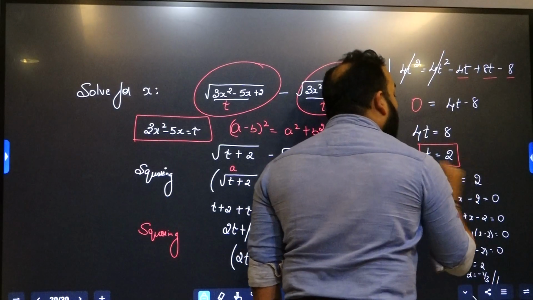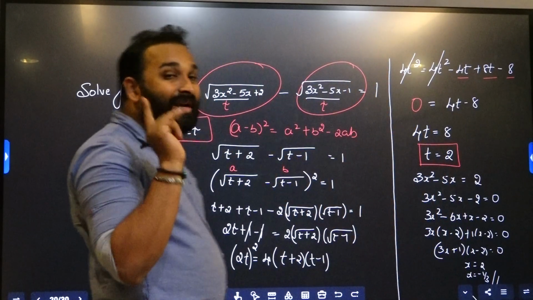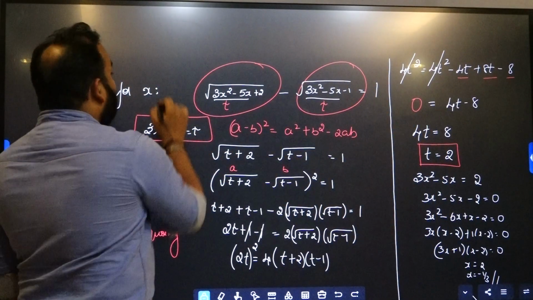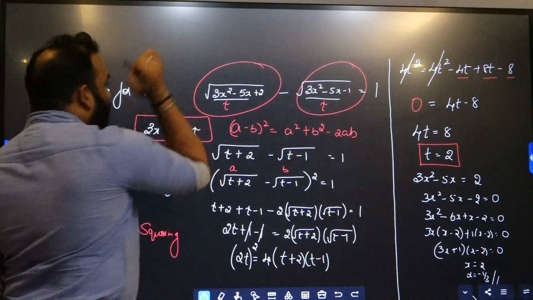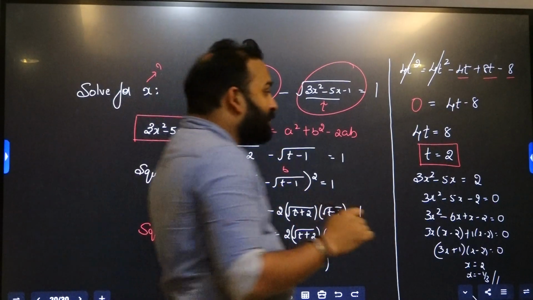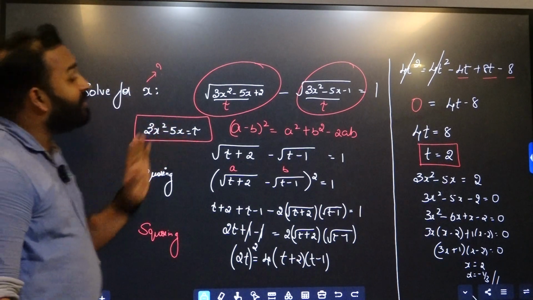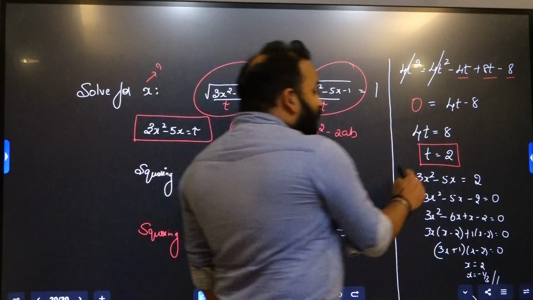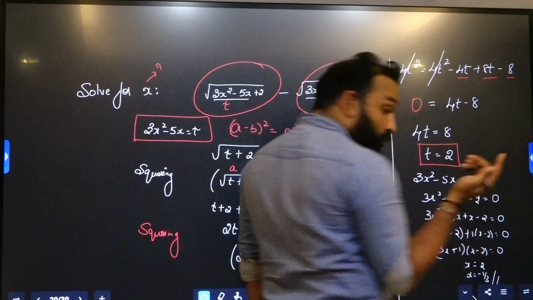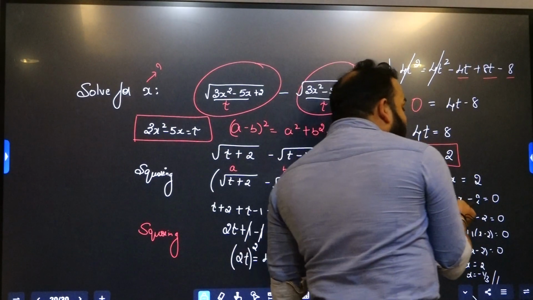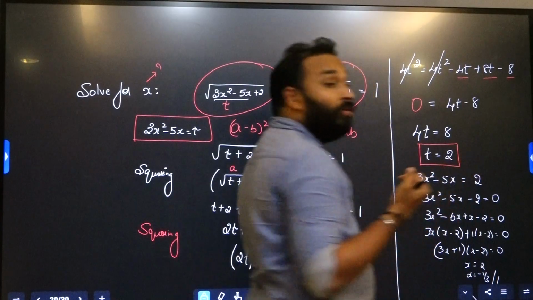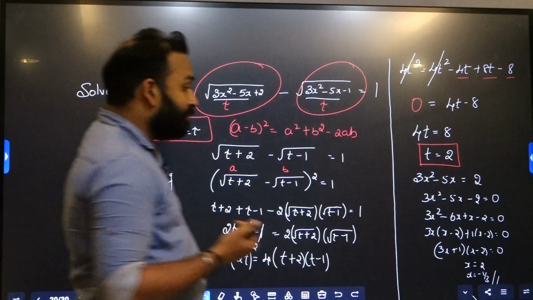But problem is not yet over. Please remember, we are not finding t, we are finding x. What they asked you, solve for x. So now substitute. What did we substitute? T as 3x square minus 5x is equal to t. So we write here 3x square minus 5x is equal to 2. So it becomes 3x square minus 5x minus 12 equal to 0. Yes or no, children? Yes.